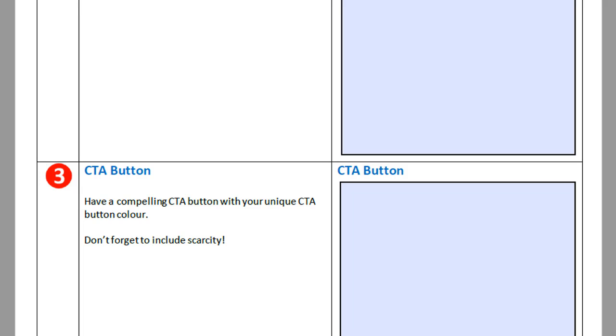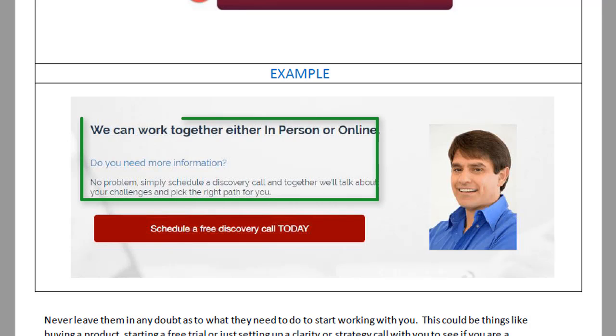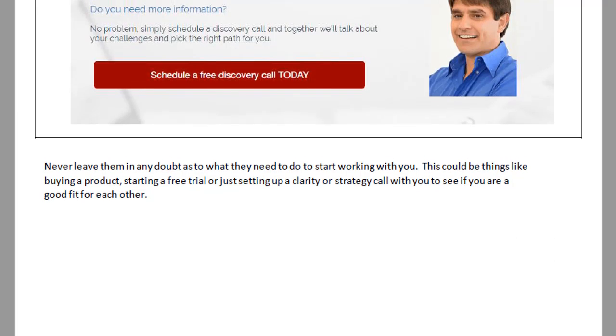So really what we want to do is push them into a situation where we create some scarcity. Let me just show you how I did that. If you have a look at it, you can see our 3 points there. For me, I said we can work together either in person or online, and then I say, well, do you need more information? No problem. Simply schedule a discovery call, and together we can talk about your challenges and pick the right path for you. And then I say there, schedule a discovery call.